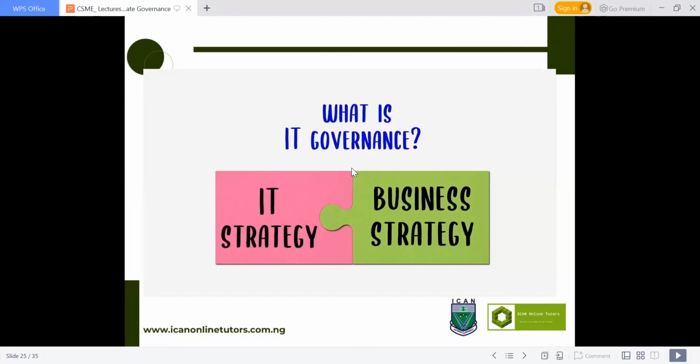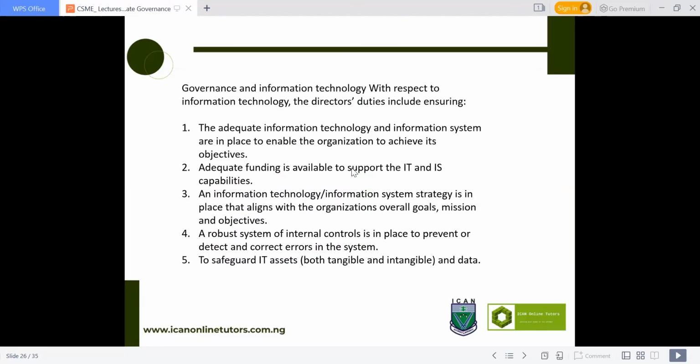So who is responsible to make sure that there's good IT governance? It is the director. So what are some of the things that the director will do? Governance and information technology. With respect to IT, the director has the following duties. One, adequate information technology and information systems in place to enable the organization to achieve their objectives. So make sure that there's a good IT infrastructure.